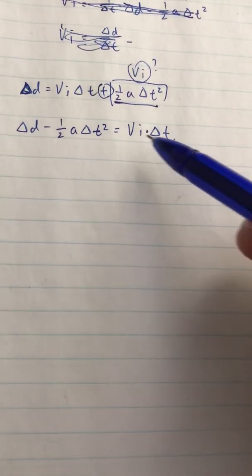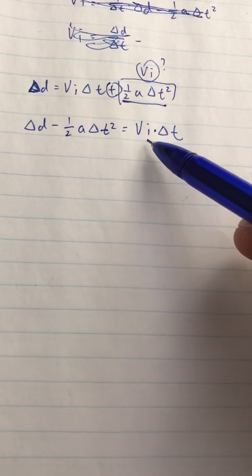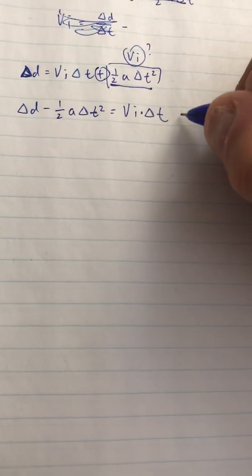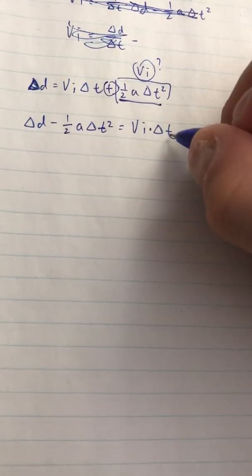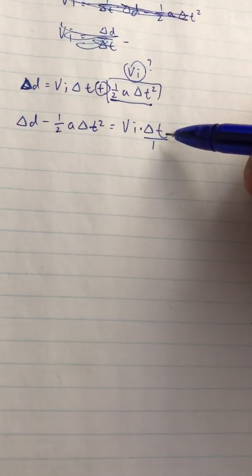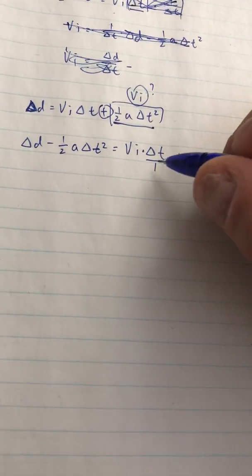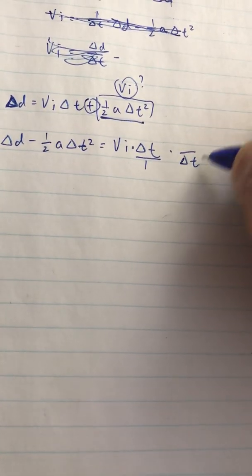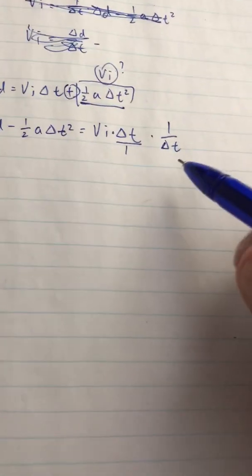And the new question is here: how do we get this to nothing but VI? Yes, we get rid of delta T. And how do we get rid of it? We simply times it by its reflection. Because delta T equals delta T over 1, but you just don't write it out. And we just time it by 1 over delta T.